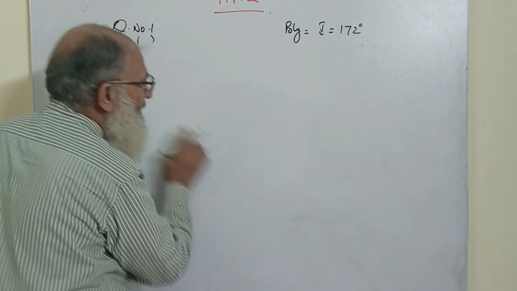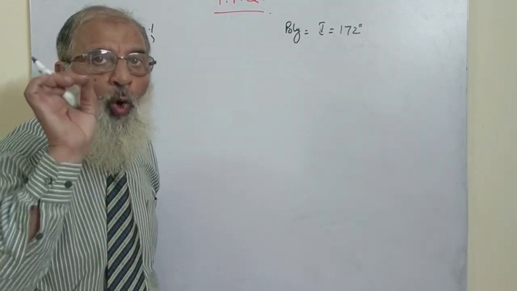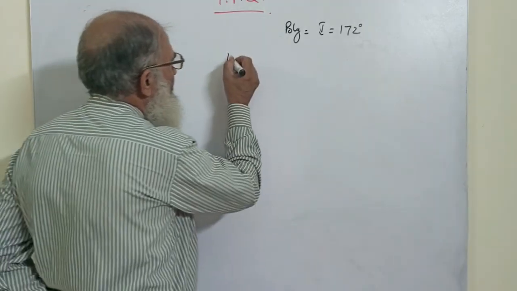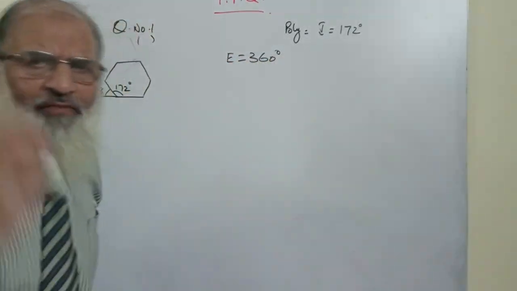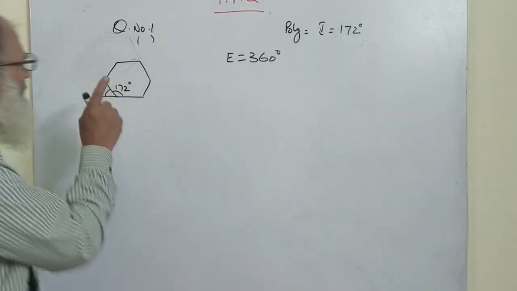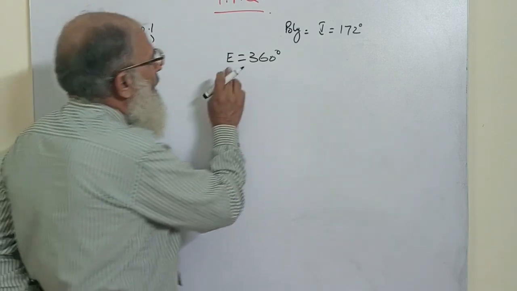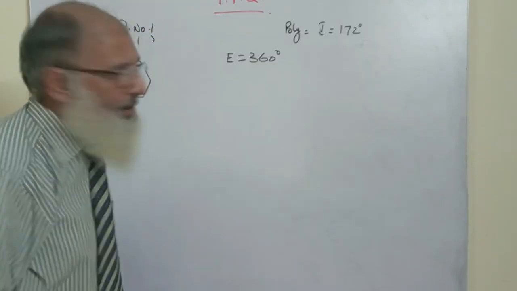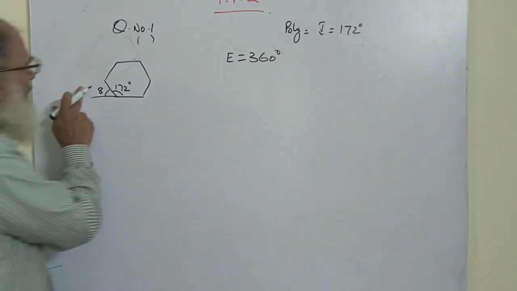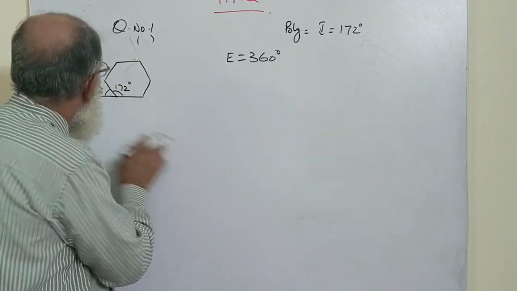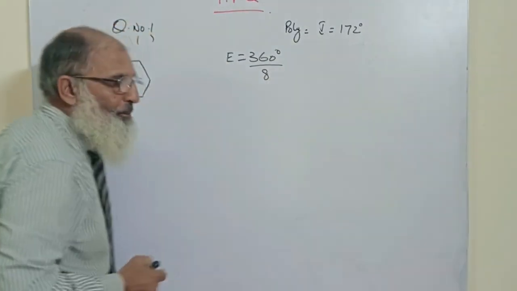And how many exterior angles are there in a polygon? The sum of exterior angles is 360, always and always. E is equal to 360 degrees in every polygon, even in this hexagon. E is equal to 360 degrees. Now what is the size of the exterior angle? One exterior angle is 8. So let me divide it by 8.